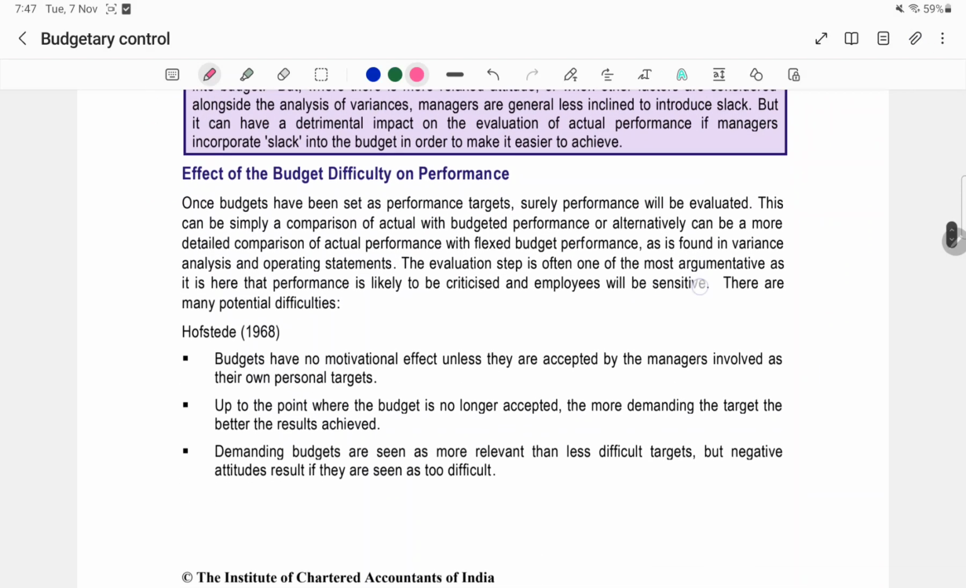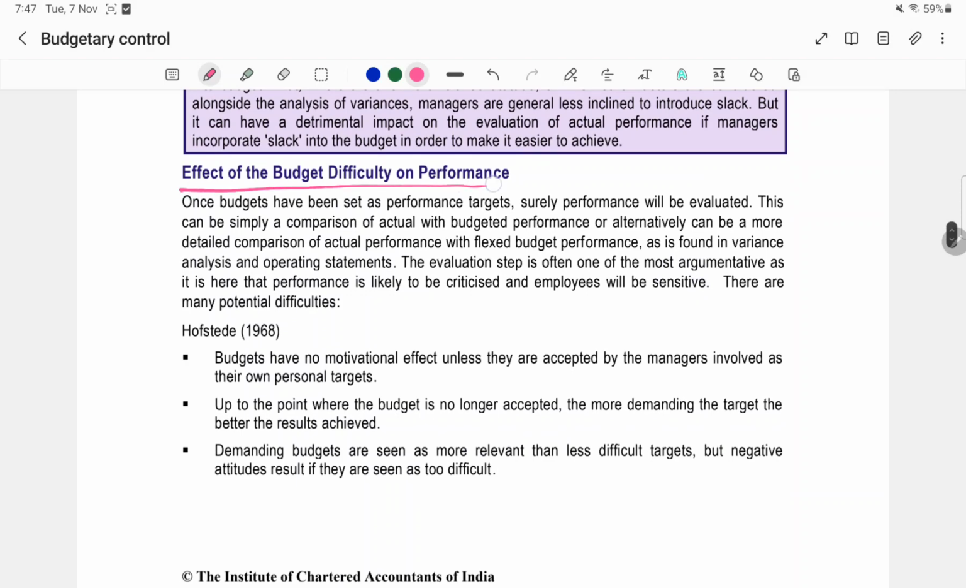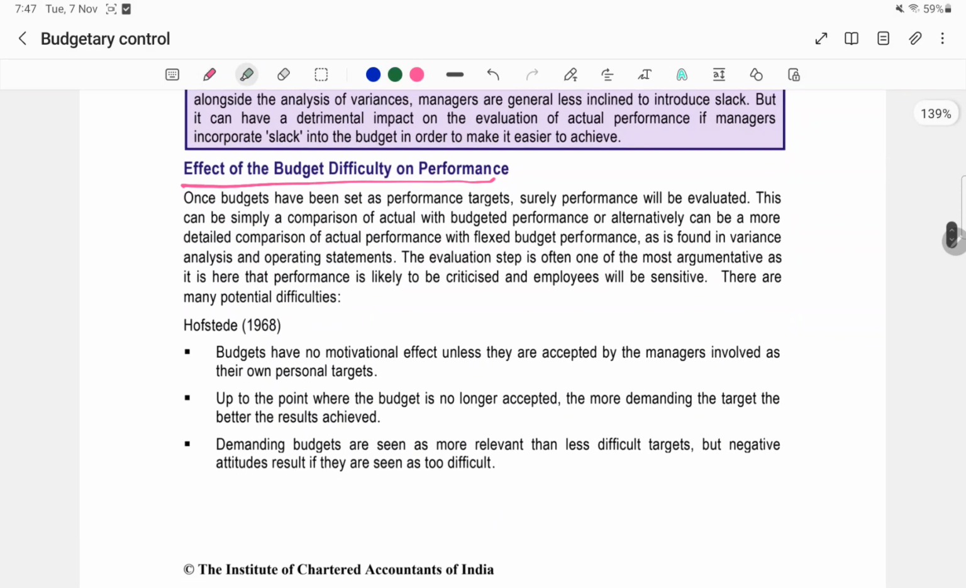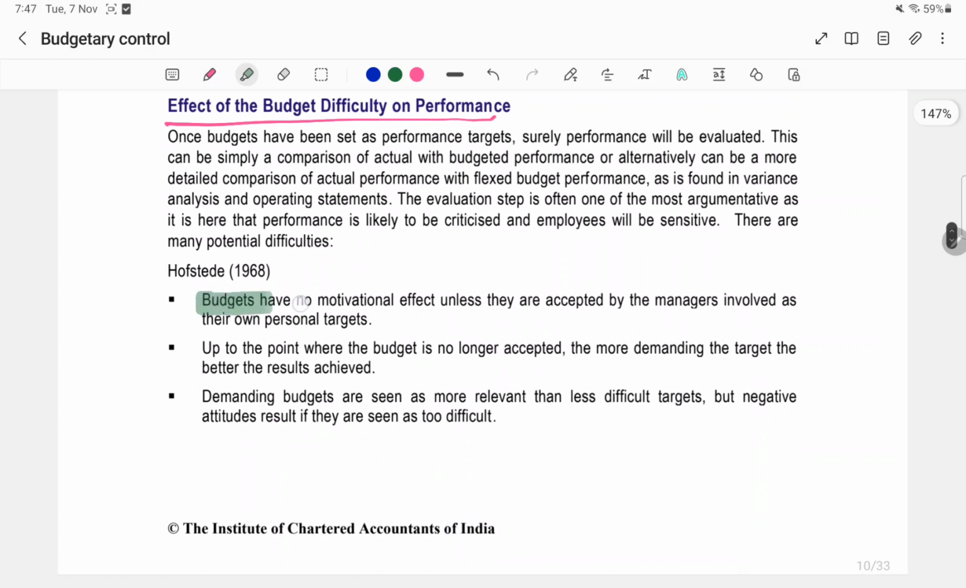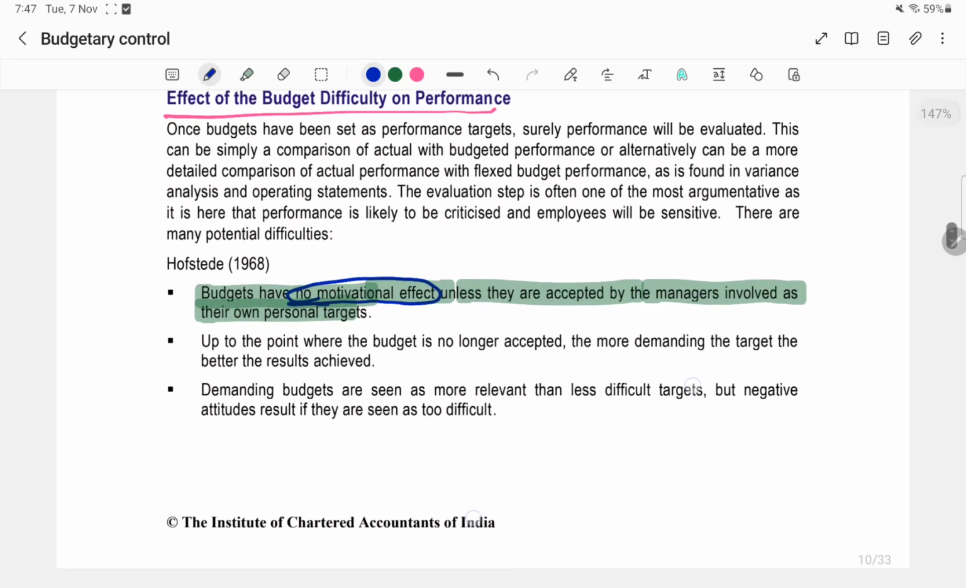So now there will be effect of budgetary difficulty on performance. So what will be the effect? Budgets have no motivational effect unless they are accepted by managers. So see, the managers are there. If they don't accept the budgets, then who will motivate? So there will not be any motivational effect. So what is the keyword? No motivational effect.